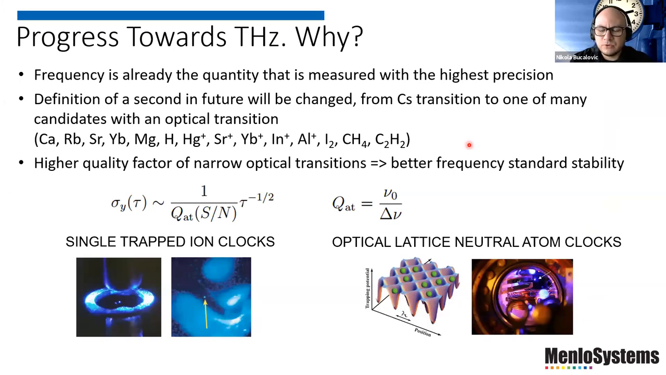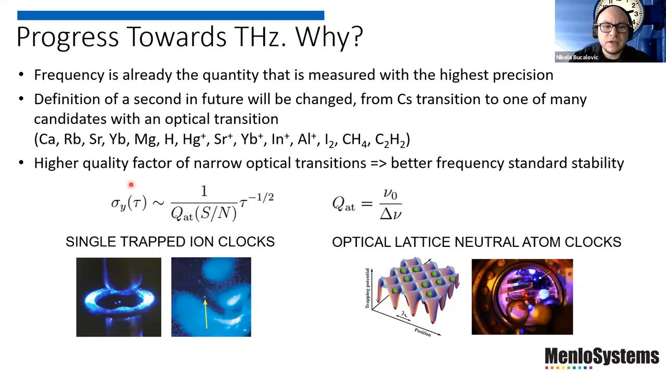We would like to go to higher frequencies. And why? This is shown in this simple formula. I'm avoiding showing a lot of formulas, but from this one, it is clear what is the gain of moving towards higher frequencies. If you go from gigahertz to terahertz and you end up with a line of your reference that is 1 hertz, this means that you can go to very high atomic quality factors, and this atomic quality factor, which is 10 to the 10th or 10 to the 8th with cesium, is 10 to the 14th and potentially above with the optical atomic transitions.